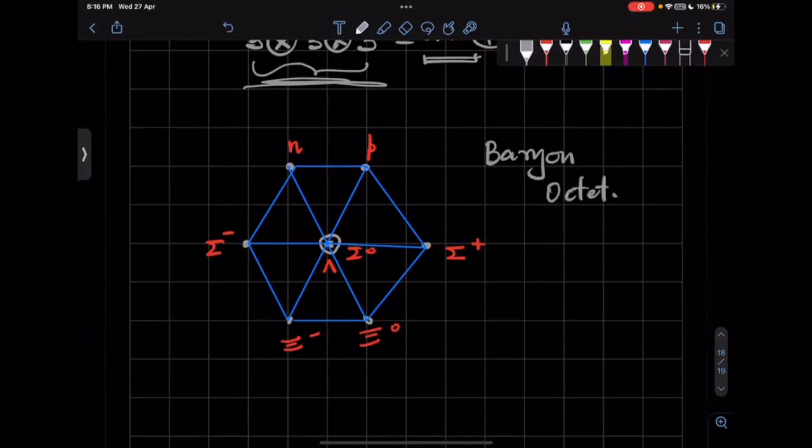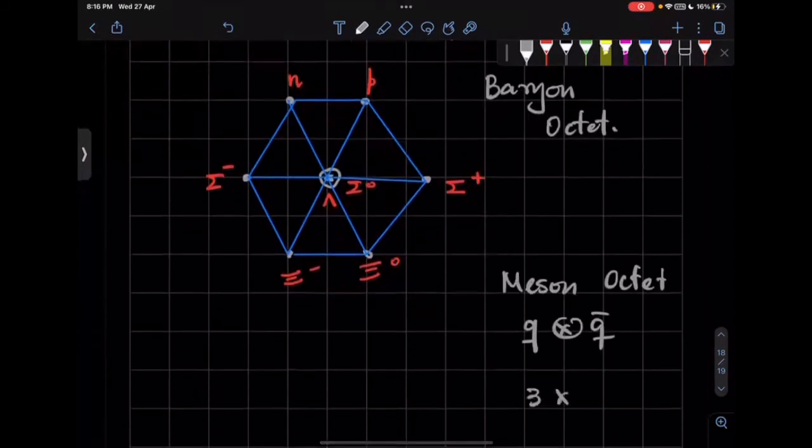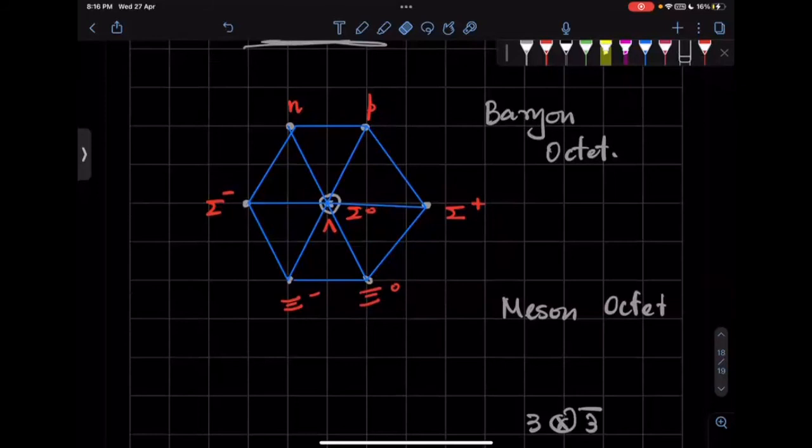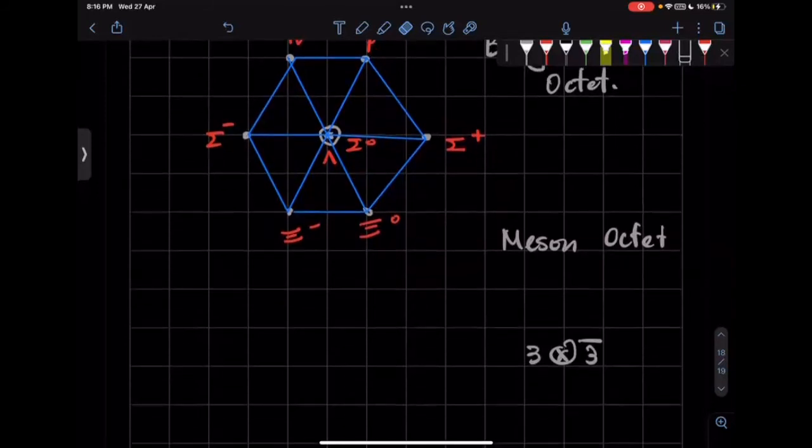There's another octet which is the adjoint representation, there's another octet called the meson octet. And the meson octet comes from doing Q cross Q bar, or say 3 cross 3 bar. And the mesons are the particles which are exchanged in strong interaction by baryons. Okay, baryons interact with each other by exchanging meson particles, and they also turn out to be bound states of quarks and antiquarks.